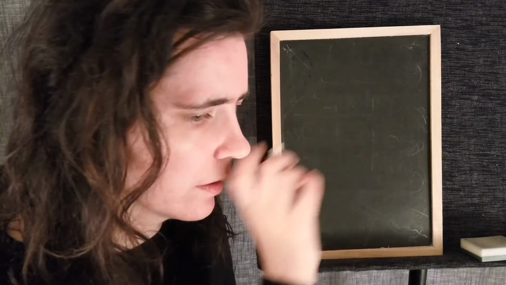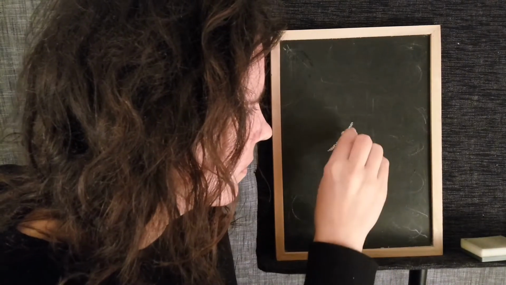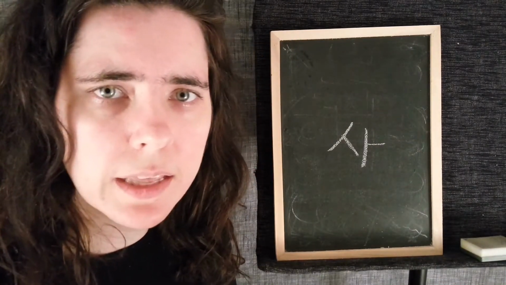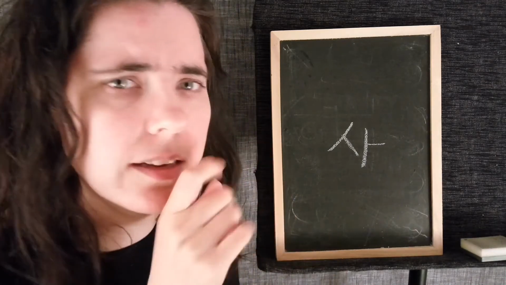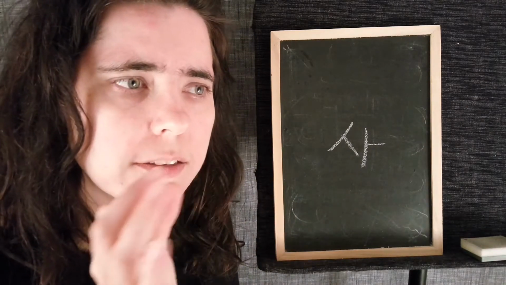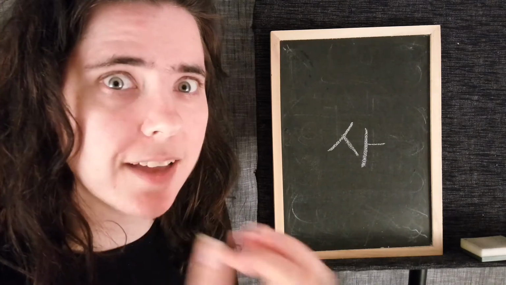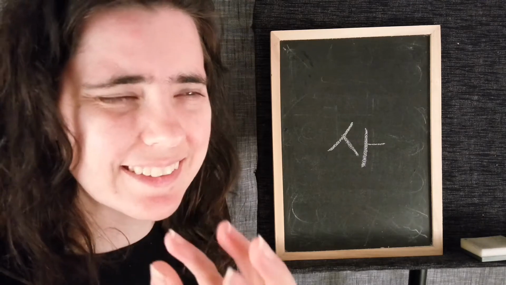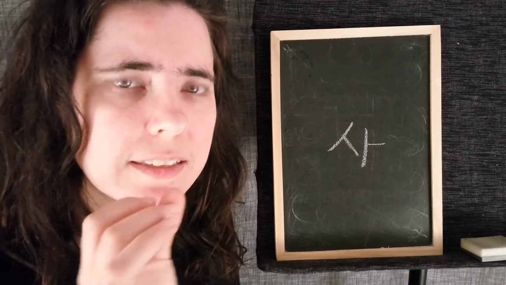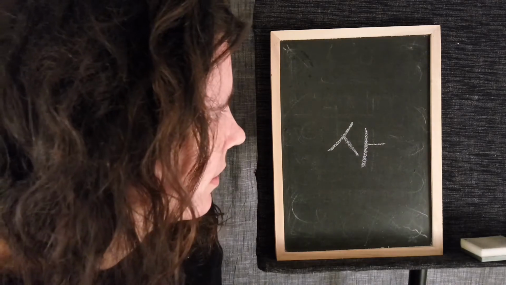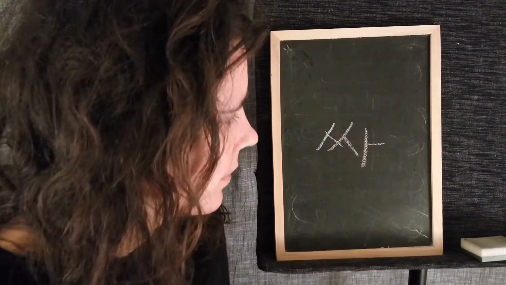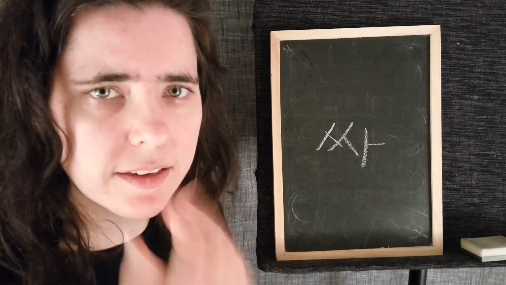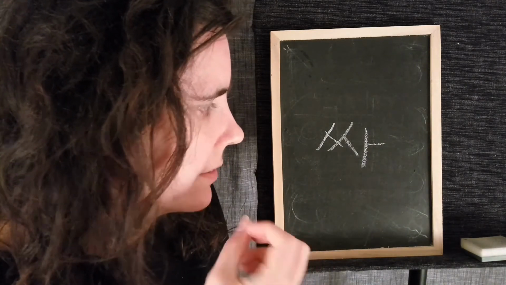And then we have... what am I doing? We have sa. I think it's a little bit less intense. That's probably not the best word, but just sa. They also have where you can double them, and it goes like that. So that would be sa, sa, and that kind of makes it a bit more intense.